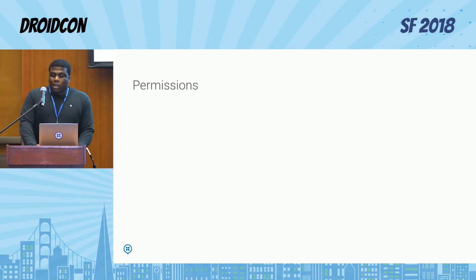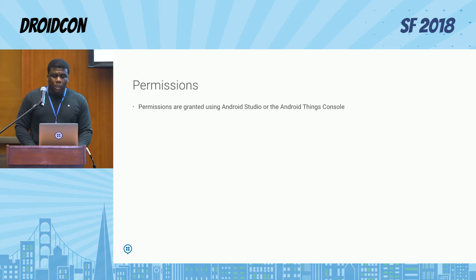So the way they handled this was, in general, when you're working with Android Studio and loading it to your Raspberry Pi or your device, the permissions are automatically granted by Android Studio by default. There's nothing that you actually have to do.